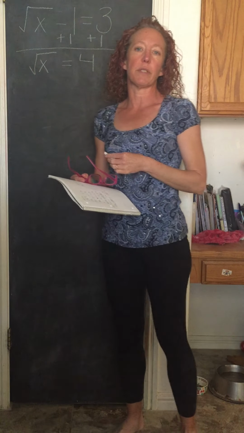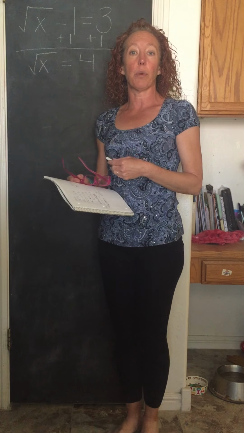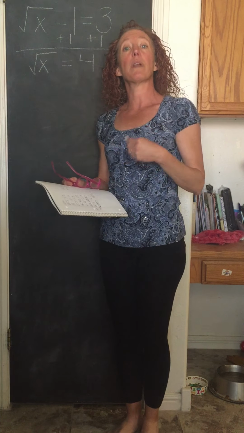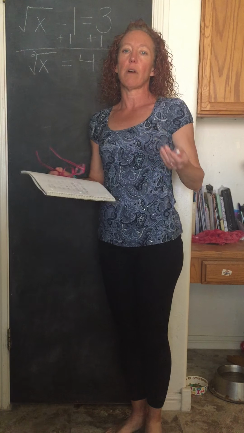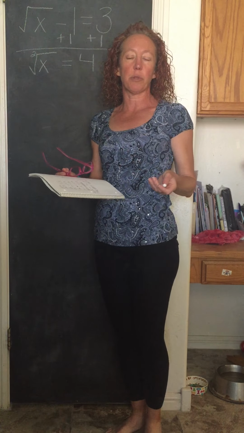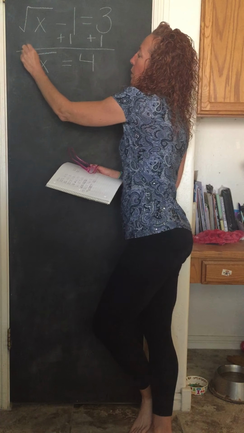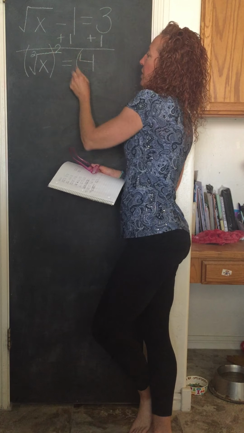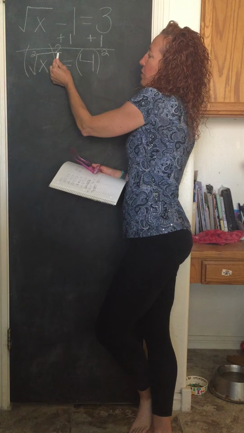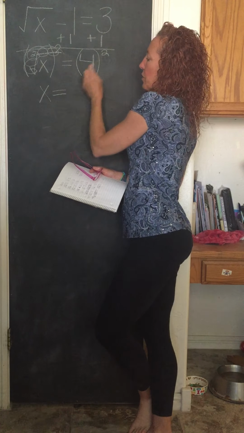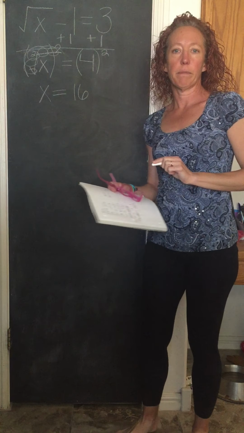And now what we need to do is you're always going to take both sides of your equation to whatever power would undo that radical. So since this is the square root, the inverse, often called the opposite, but the actual mathematical term is inverse, the inverse operation to a square root would be to square both sides. And when we square a radical, it cancels each other out. And so we have x equaling 4 squared is 16.